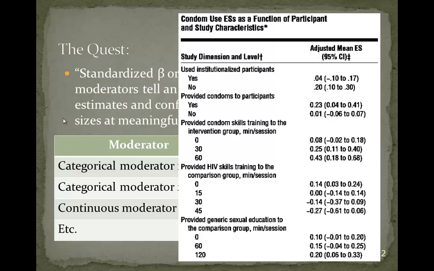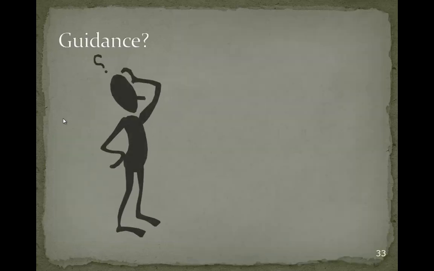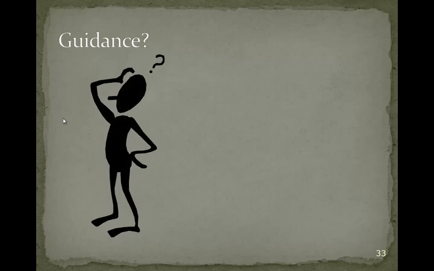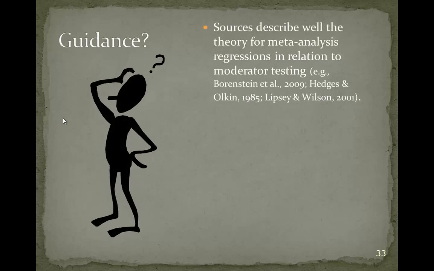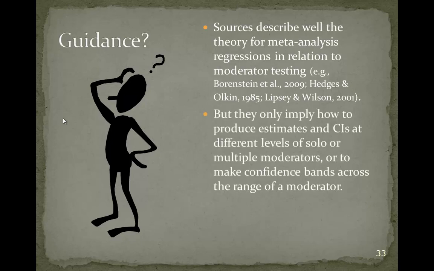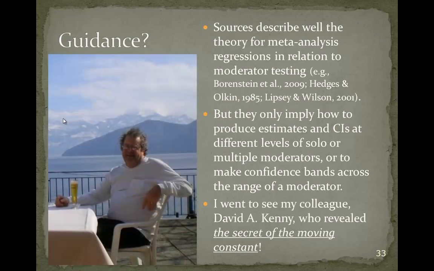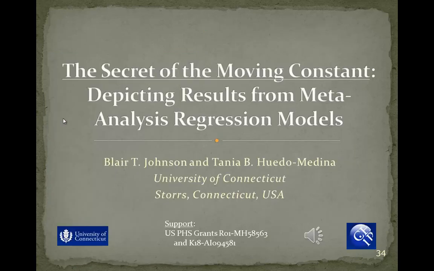So the problem was I didn't know how to create a table like that. So I looked for guidance. At the time, there were other sources available, but the venerable sources described the theory for meta-regression very carefully, very good. But they only imply how you would produce estimates and confidence intervals at different levels of solo or multiple moderators, or to make confidence bands across the range of a moderator. So my recourse was to go down the hall and visit my colleague, David Kenny. And he's the one who revealed the secret of the moving constant.